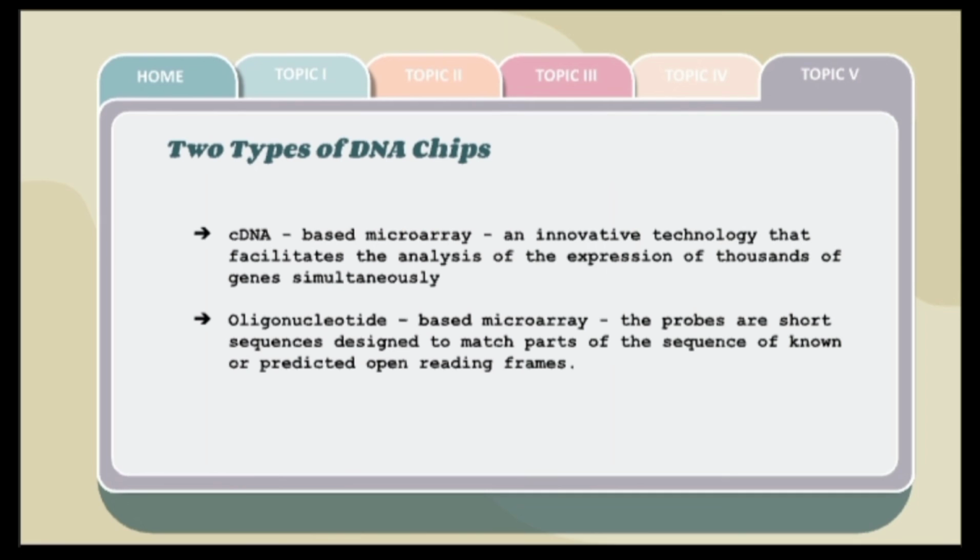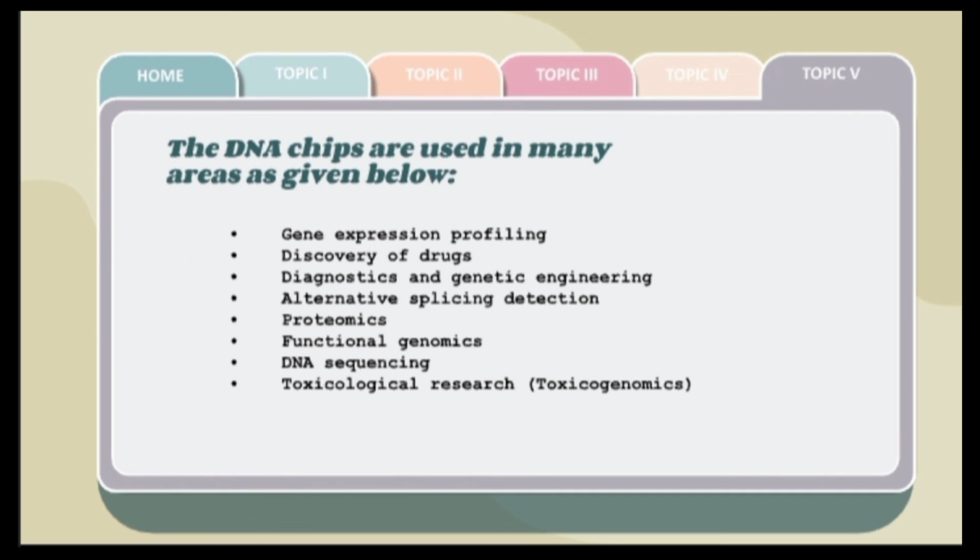There are two types of DNA chips: the cDNA-based microarray, an innovative technology that facilitates the analysis of expression of thousands of genes simultaneously. Next is the oligonucleotide-based microarray. The probes are short sequences designed to match parts of the sequence of known or predicted open reading frames.